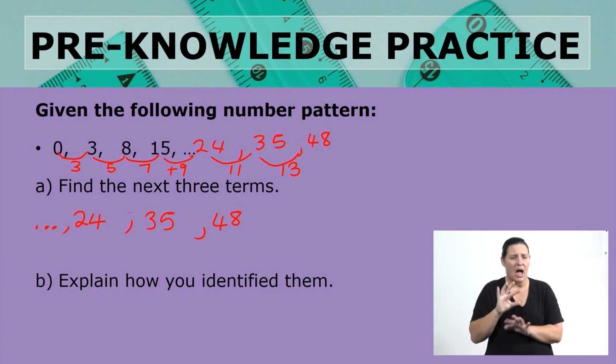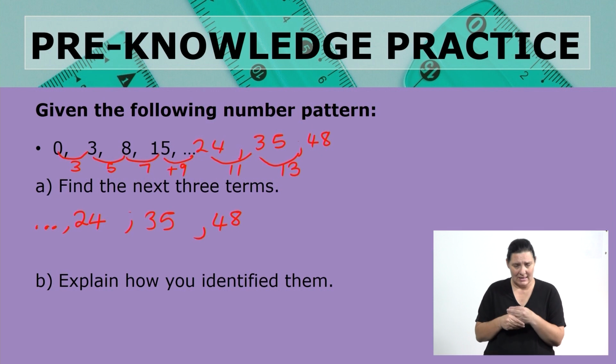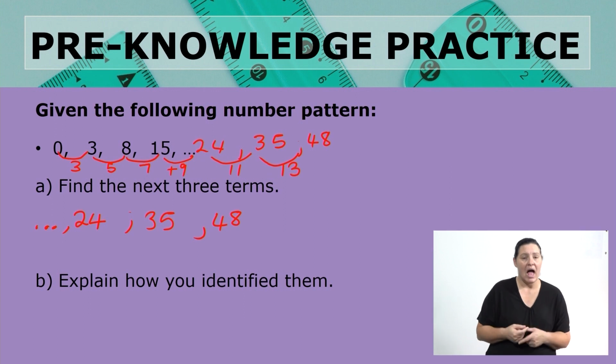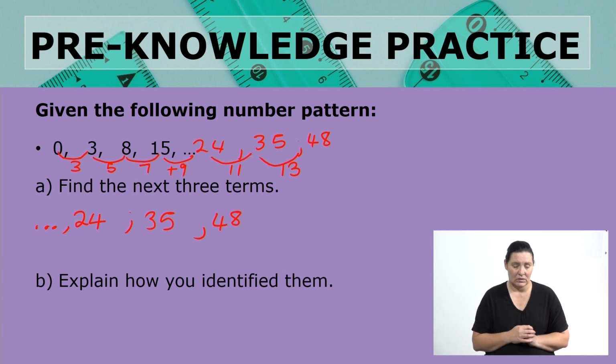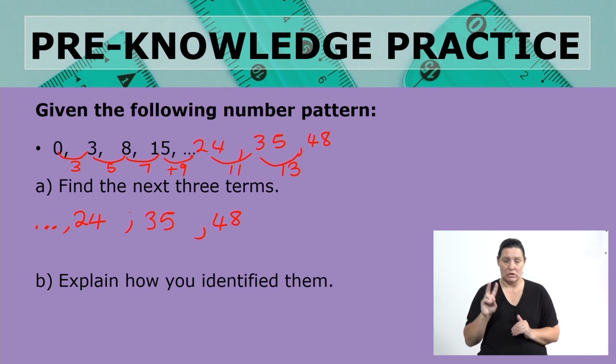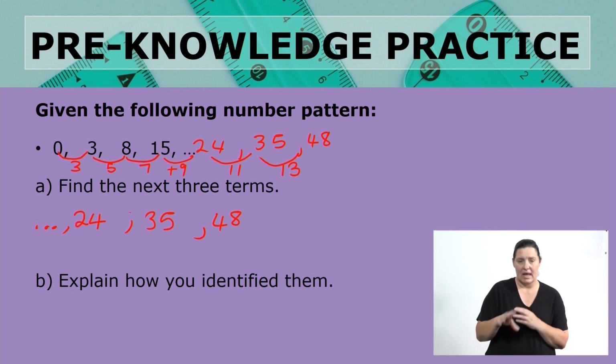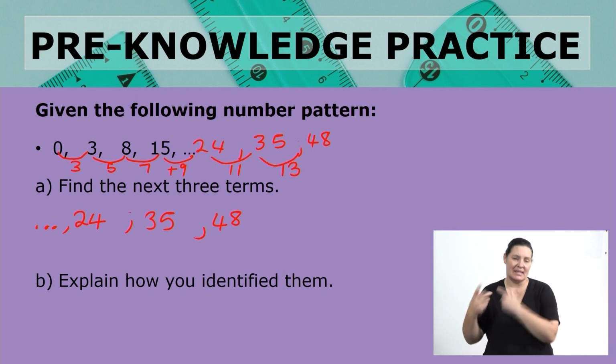So how do we explain how we identified them? So as you can see there, with the numbers that I'm adding, starting from 3, I was adding the odd numbers, or between the numbers that I'm adding, there is a difference of 2. So I am going up by 2 every time. So I added 3, then I added 5, then I added 7, and next I added 9, then 11 and 13, and that pattern would continue indefinitely. So that is how we identified the next 3 terms.